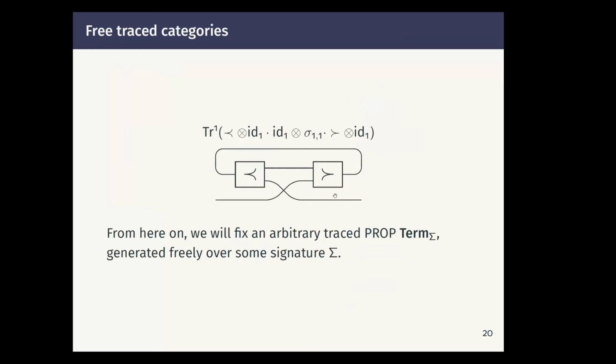And again, just like with our normal symmetric monoidal categories, we can do a free trace category by combining all the operations of composition, tensor, symmetry, and now our trace to have something like this. And from now on, I just have this prop in the back of our mind, which is called term sigma, which just contains this signature with these fork and join wires, and they'll be coming into play later.